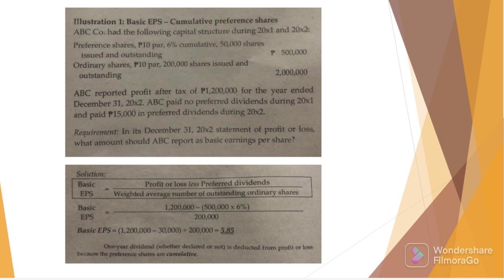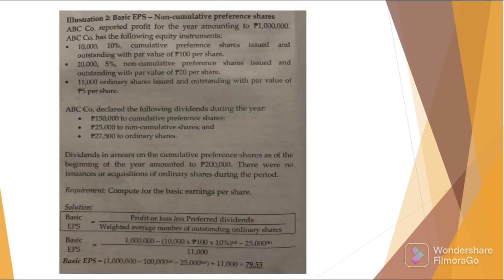Ngayon, magbigay pa tayo ng isa. From illustration 2, basic earnings per share pa rin to, pero non-cumulative preference shares na. Dito naman tayo sa non-cumulative preference share. The requirement is the same, but ang case is non-cumulative na ito. Same formula din ang gagamitin pero mas complex ang solution.